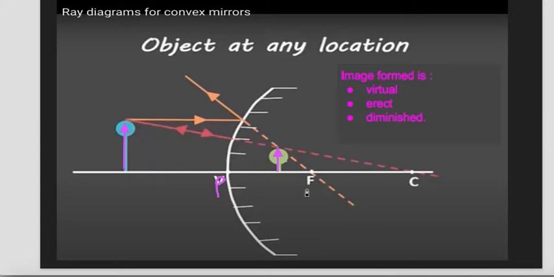We all know this straight line is the principal axis. So the first ray we have drawn is a line parallel to the principal axis. If I draw a line parallel to the principal axis, at this point of incidence, we will join it with the focus, and since it is behind the mirror, it will be a dotted ray and will be produced to get the reflected ray. So this is the reflected ray.